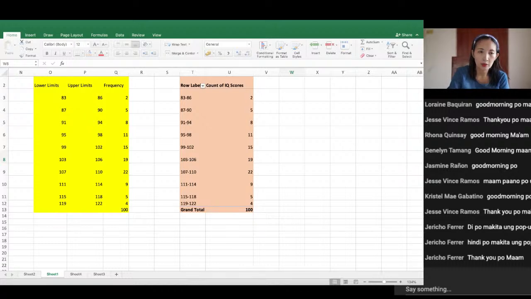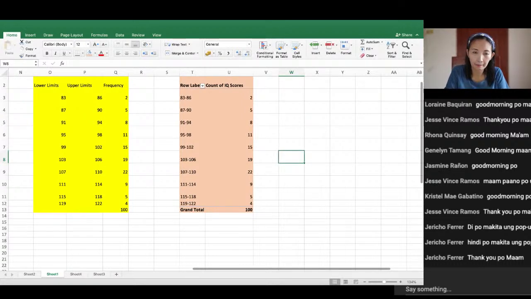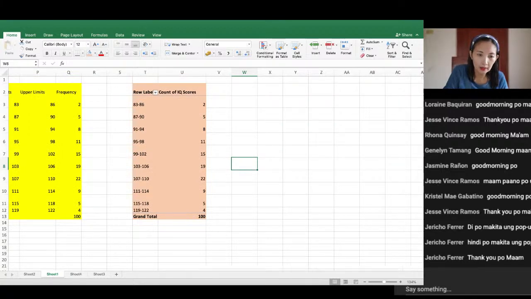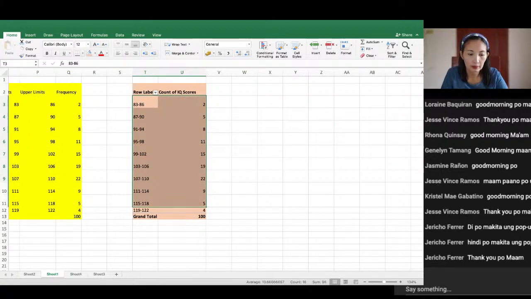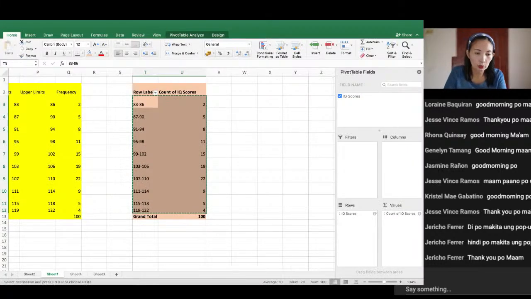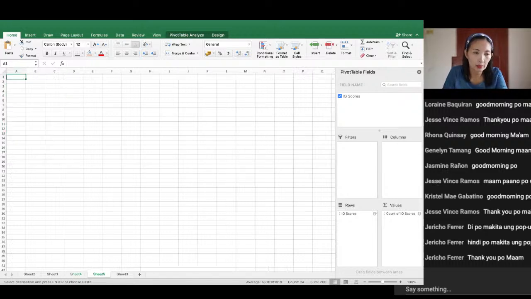Okay, so far we have shown two ways by which a frequency distribution could be constructed through Excel. Now, how about a histogram? Okay, going back. So for a histogram, let me copy this first. And I'm going to use another sheet for my histogram.